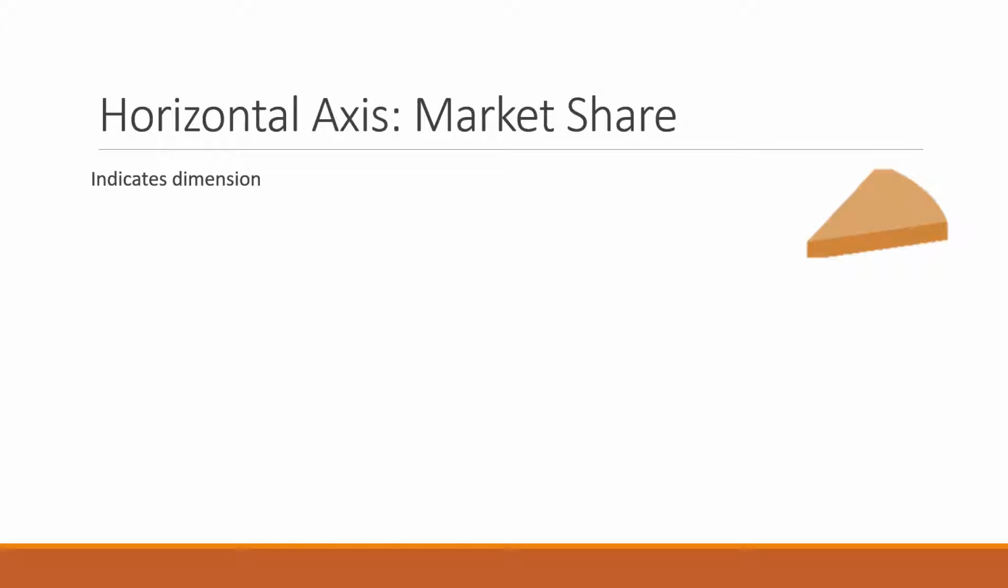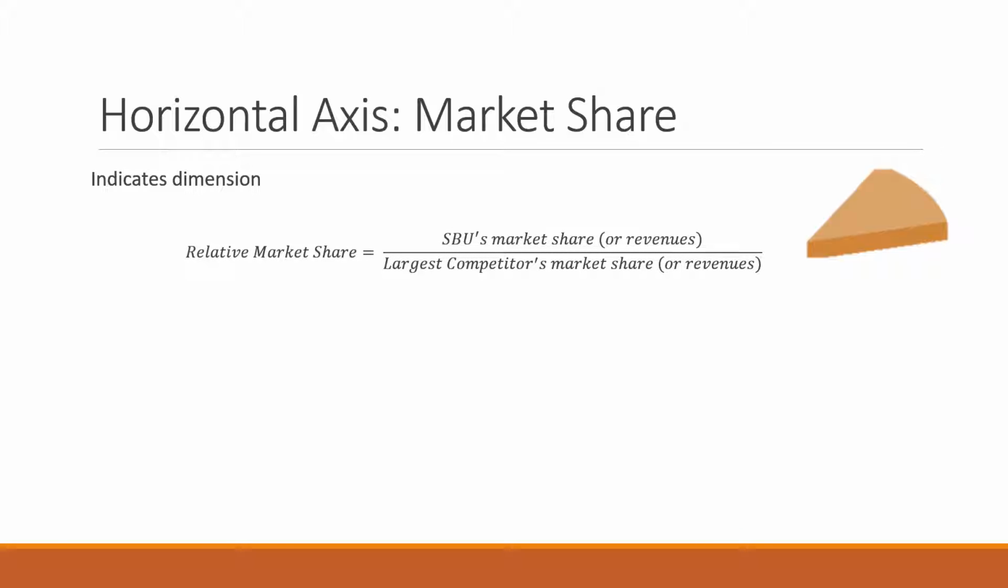The BCG matrix takes into account for the horizontal axis the relative market share, which is an indicator of the dimension of the business unit. Relative market share is calculated by dividing either the market share or the revenue of the strategic business unit by either the market share or the revenue of the biggest competitor of that business unit. The midpoint will be intuitively 1.